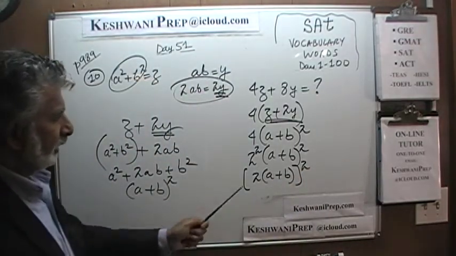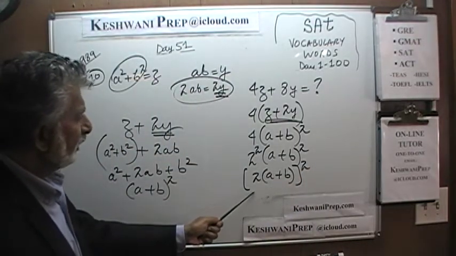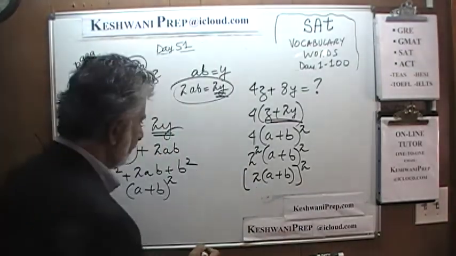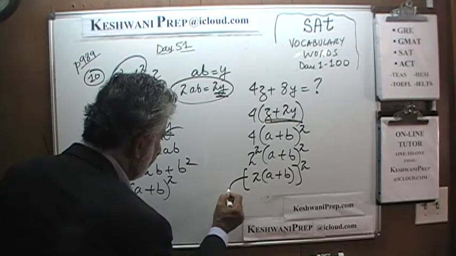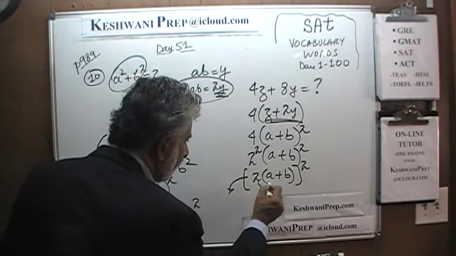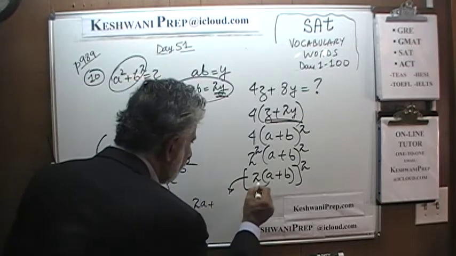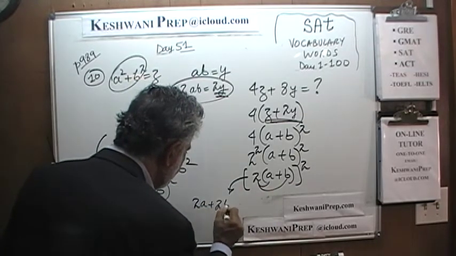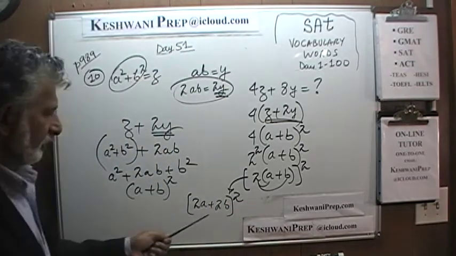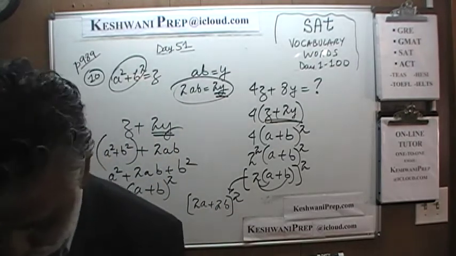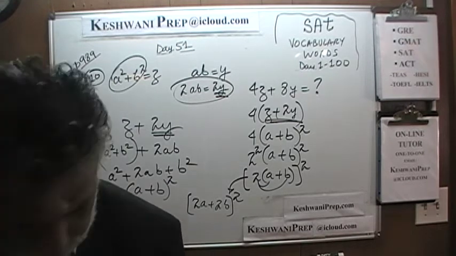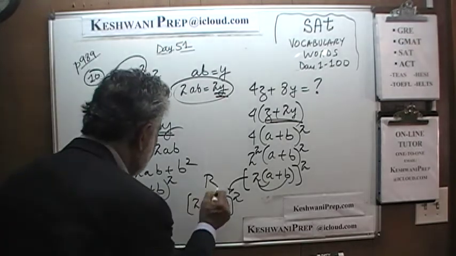I'm running out of room there. Let's continue this down here. So if you open the parentheses inside, we get (2a plus 2b) whole squared. And that's your answer. That's the final answer. (2a plus 2b) whole squared. And that is answer choice B.